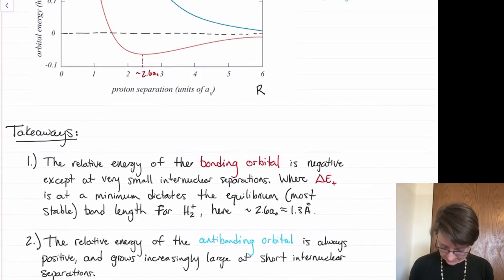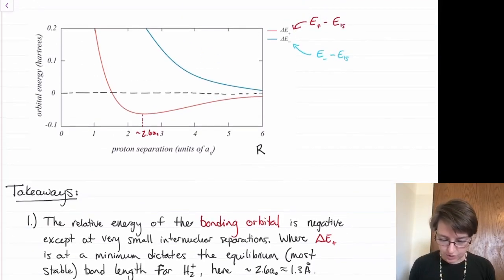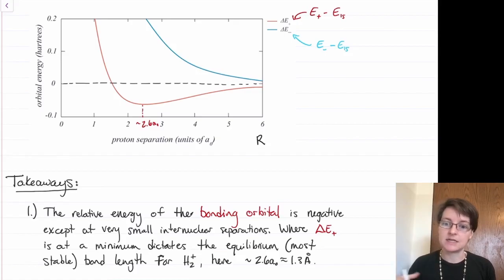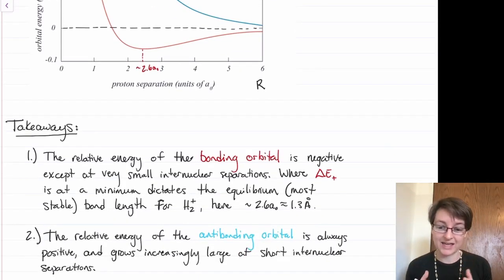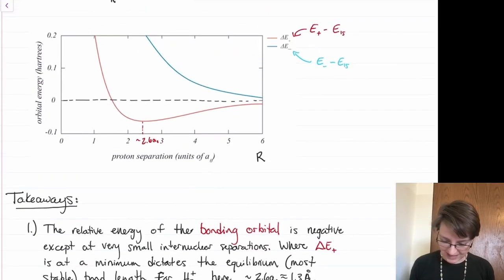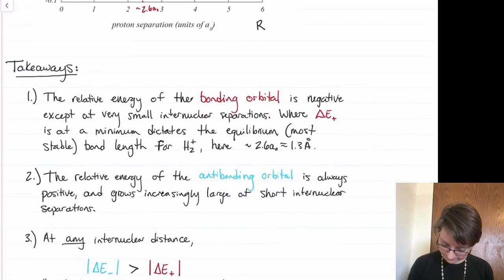A second takeaway that I want us to see is that the relative energy of the antibonding orbital is always positive. There is no place where this blue curve dips below zero. That means that the antibonding orbital is always a destabilizing interaction relative to the original atomic orbitals. You can see it's getting exponentially worse as we get closer and closer to having these nuclei be on top of each other.